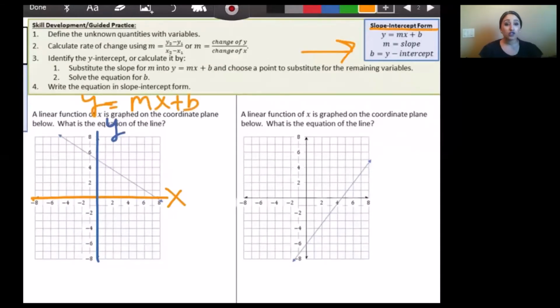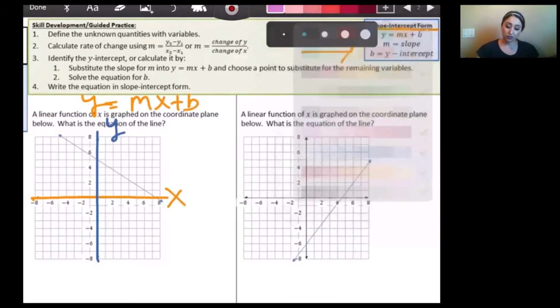So let's choose 2 points from this line. I am going to choose 0 and 5.